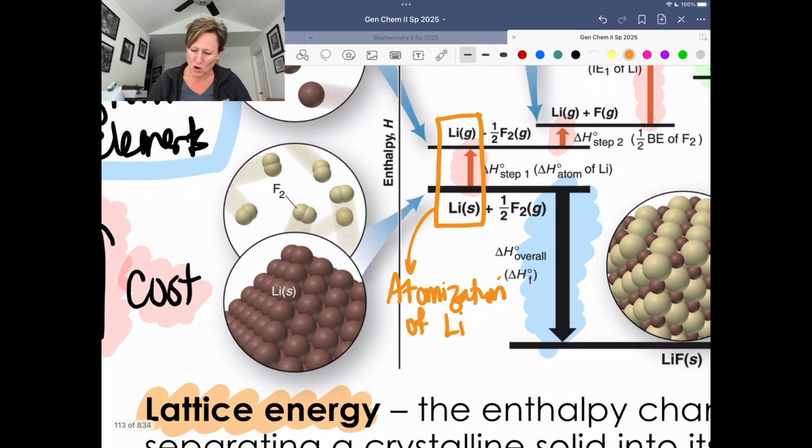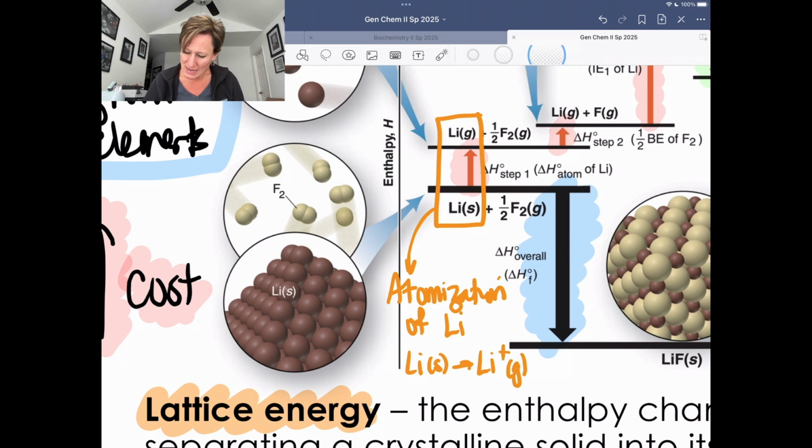If I were to draw a simple equation for what's happening, it's lithium solid going to lithium in the gas phase. I'm sorry, not a cation yet. It goes to be lithium in the gas phase. So I want you to be able to think about the steps it takes to take a solid metal, mix it with a gas, and make a salt.